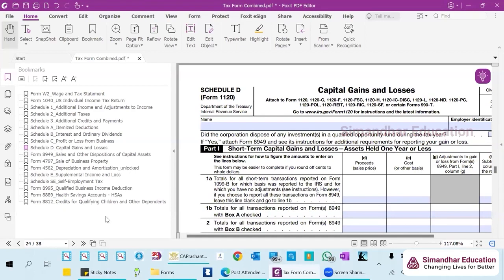Okay, the number is flowing from this line of part 1 of schedule 1 to this line of 1040. So try to understand those things. How is the number flowing, where is that number going from 4562?